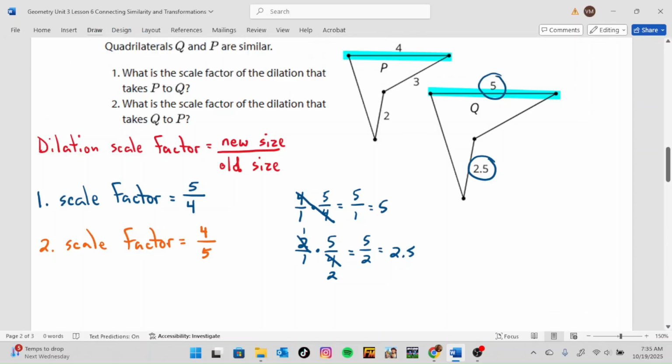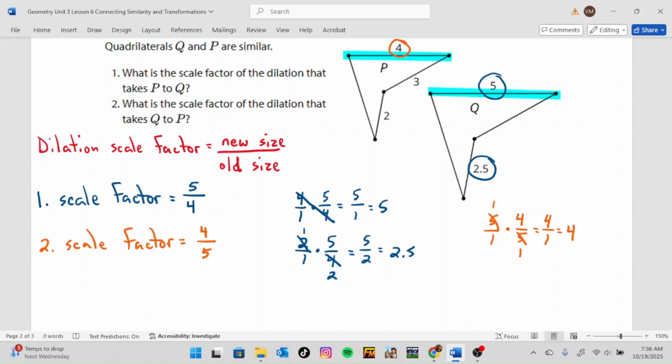Let's check it in the opposite direction. If I was going from 5, then that's 5 over 1. I multiply that by 4/5. 5 goes into 5 once. 5 goes into 5 once. And I get 4 over 1, which is 4. And that's exactly what I get.